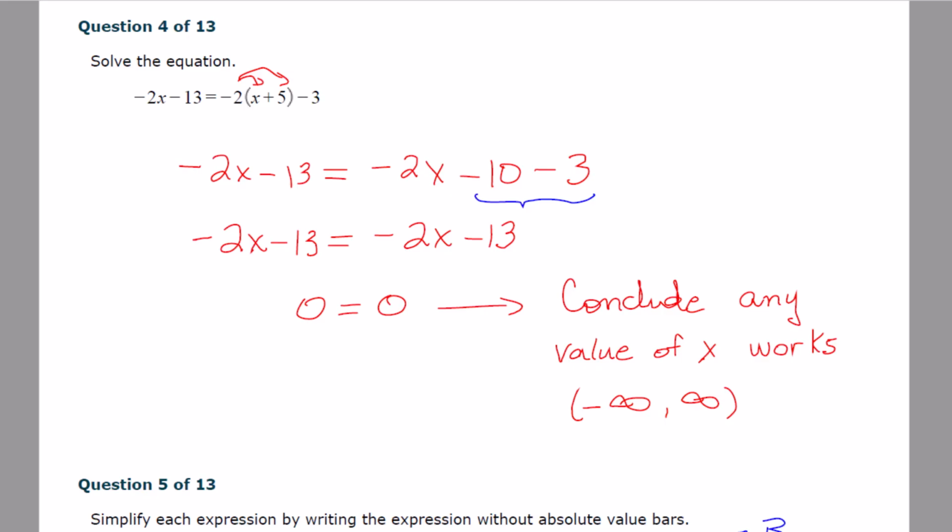And what that means when you get that is that all numbers will work. That's minus infinity to infinity, which is the whole number line, which you also see written as R with these two vertical lines.